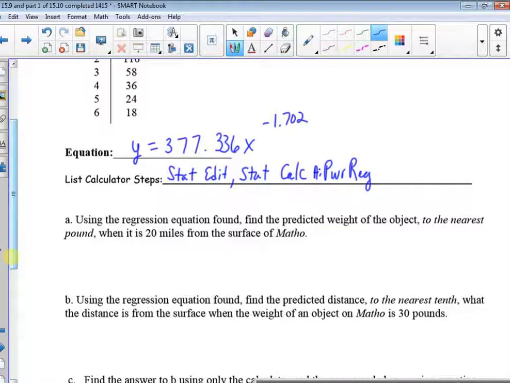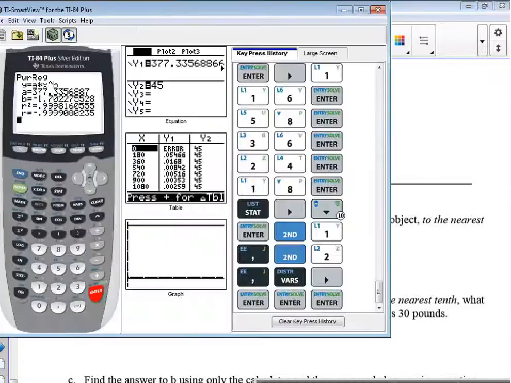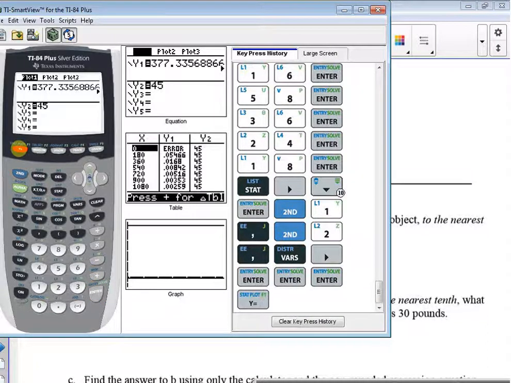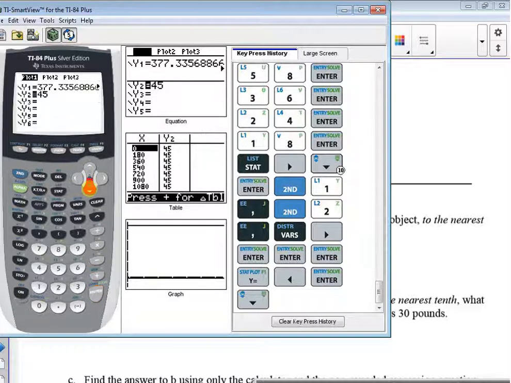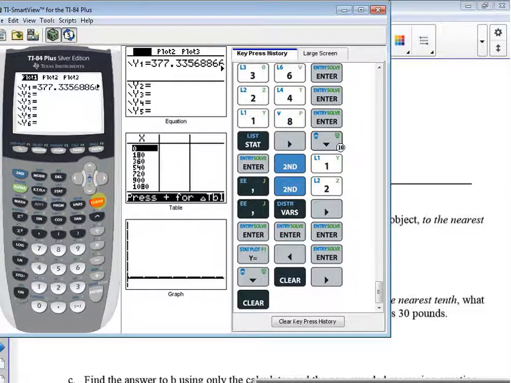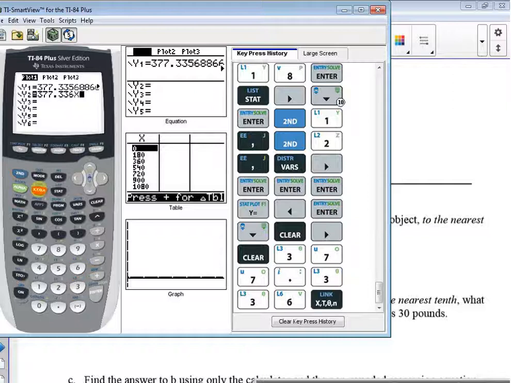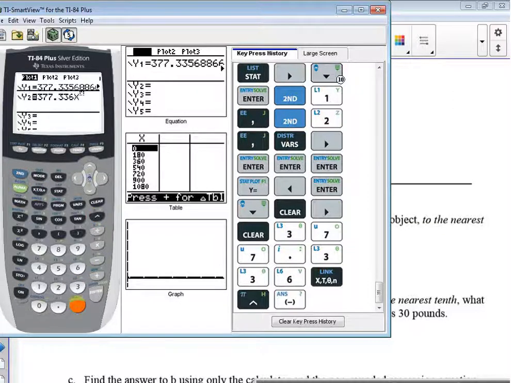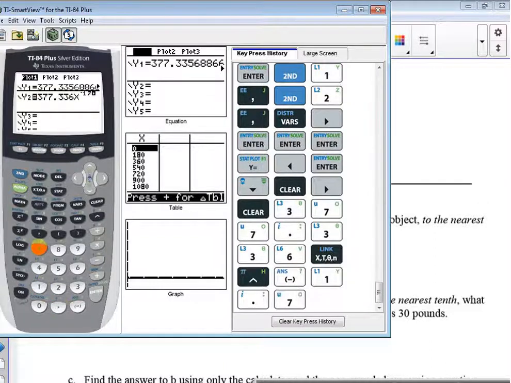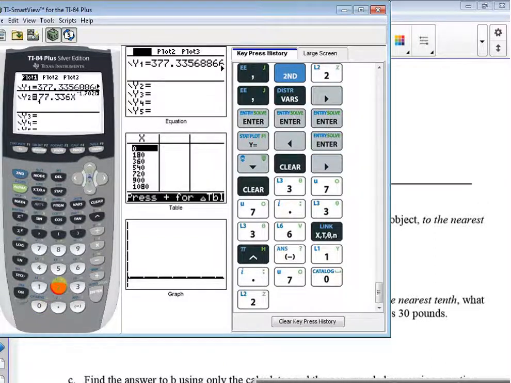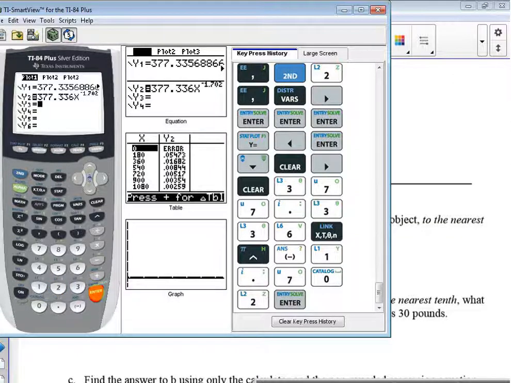Okay, so again it says using the regression equation found, find the predicted weight. So what I'm going to do is go back here, because I might be asked that same question. I'm just going to turn this one off for a second, and I'm going to clear this. 45, and I'm going to type this one in by hand here. 377.336 x to the negative 1.702. Okay, so now I've got that entered in there.